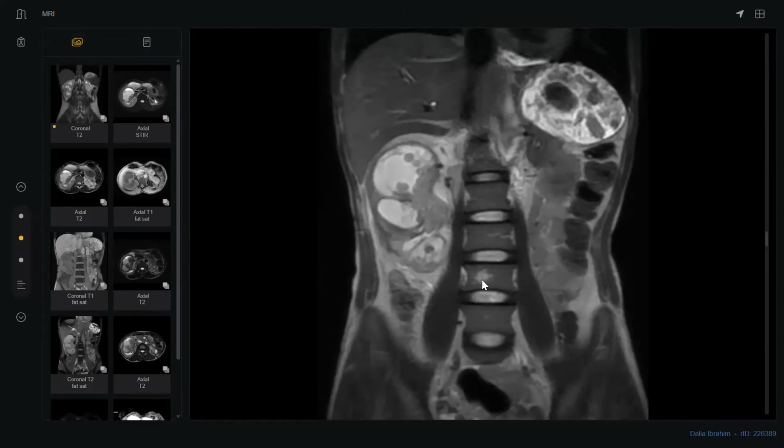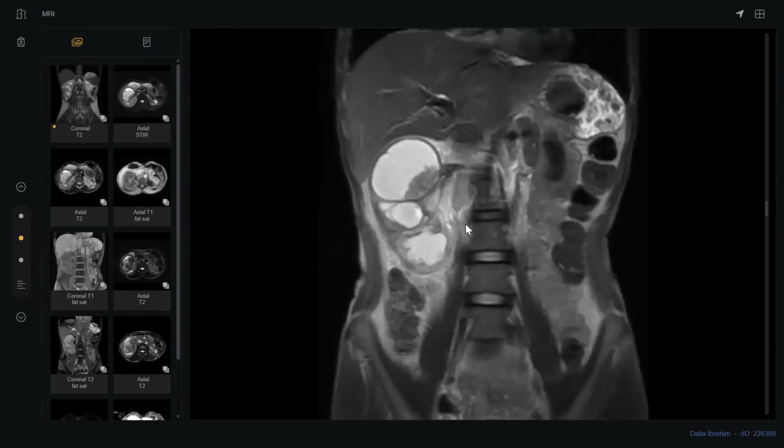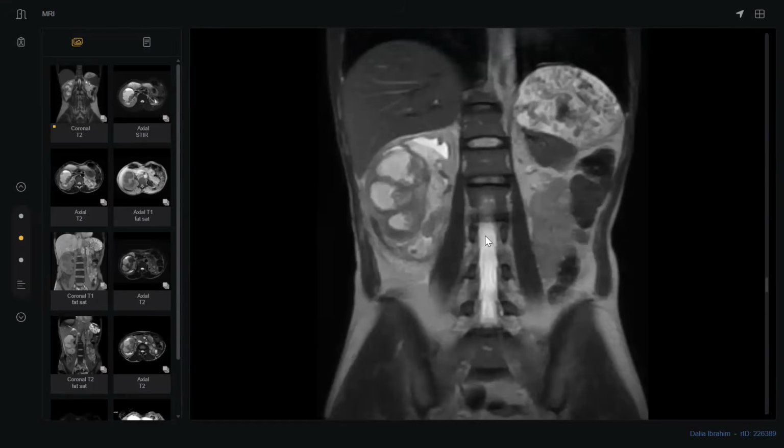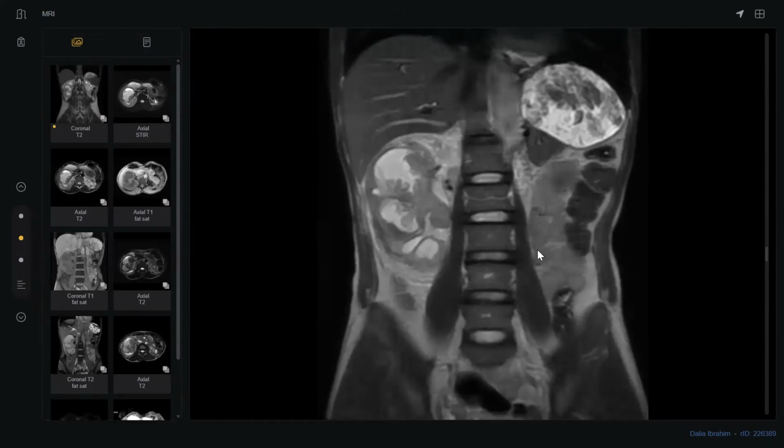Why do you insist on contrast? Both kidneys are very diseased. The examiner will not do it like this.